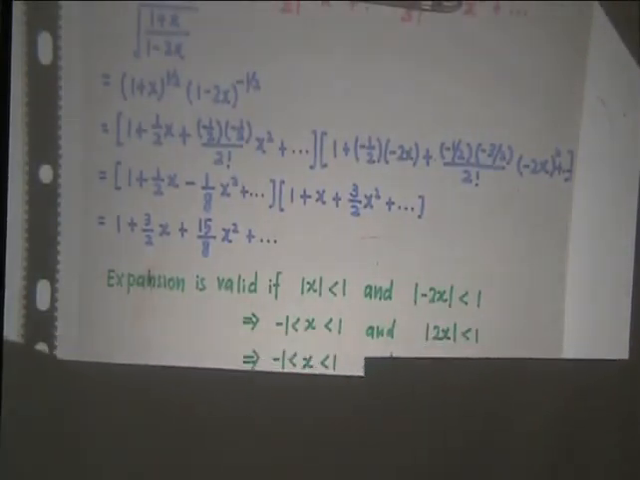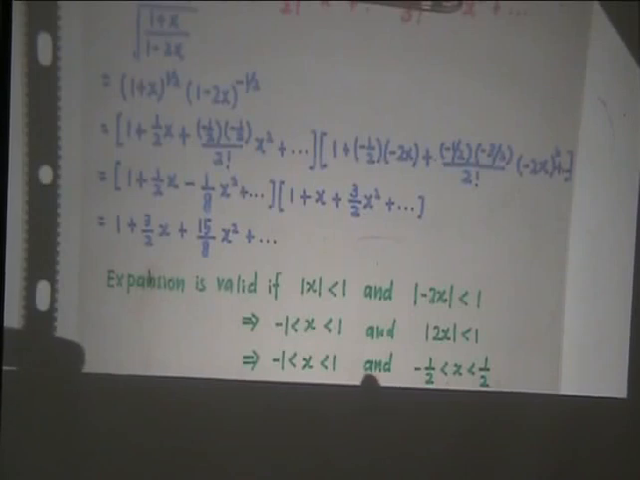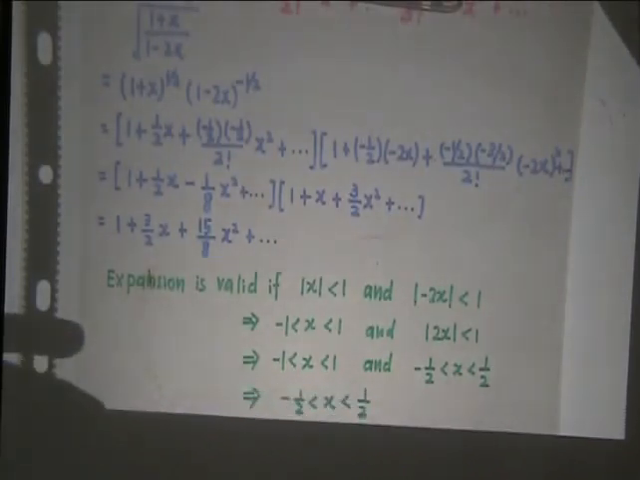We continue to expand what is mod of 2x. I can bring the 2 over, so I will have mod x less than half, which means that x is between minus half and half. Because of the word and, we take the intersection between these two intervals. So I will have x between minus half and half.